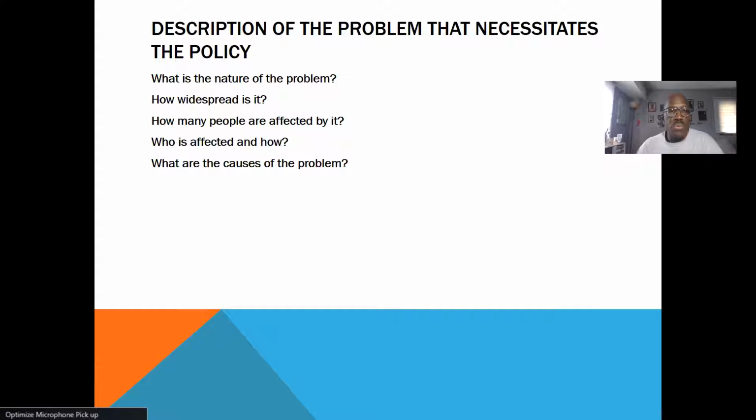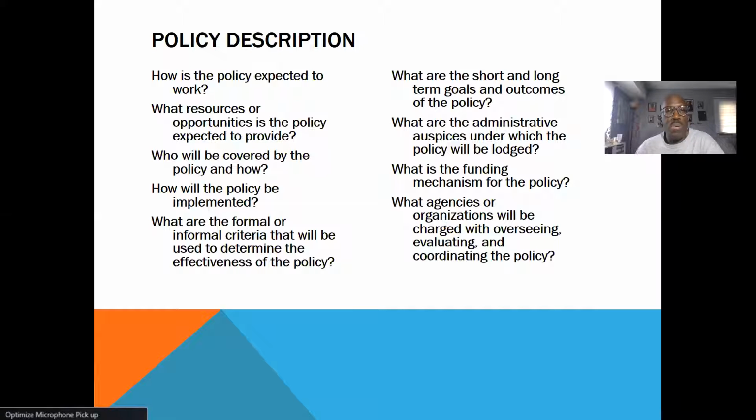you're going to also then describe the problems that necessitate this policy. So the nature of it, how widespread is it, how many people are affected by it, who's affected and how are they affected, and what are the causes of this particular problem. So think through that, and as you are gathering information from these various sources, these are the questions you want to answer. You're going to describe the policy: how does it work, what resources and opportunities does it provide. So all of these questions here are things that you will need to address in the context of your paper. Speaking to all of these areas as it relates to having a thorough description of the actual policy.